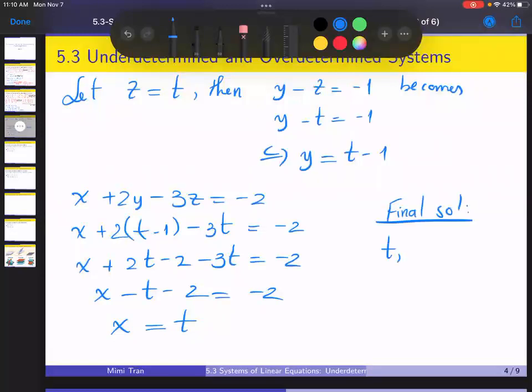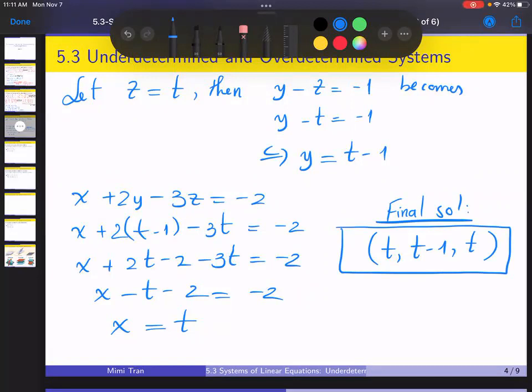Final solution in x, y, z. So t minus 1 and t again. The reason I'm doing this is that in any textbook that you read, as long as there are infinitely many solutions, they're going to parameterize it. And they have good reason for it, especially when you go to linear algebra, you see why, with vectors and matrices. So might as well just get used to it now.